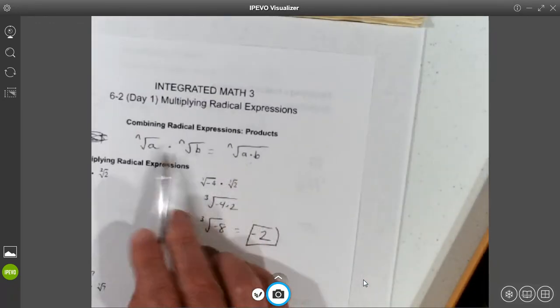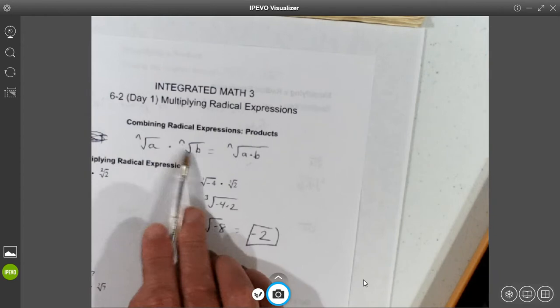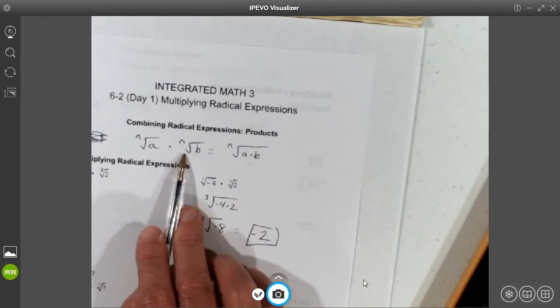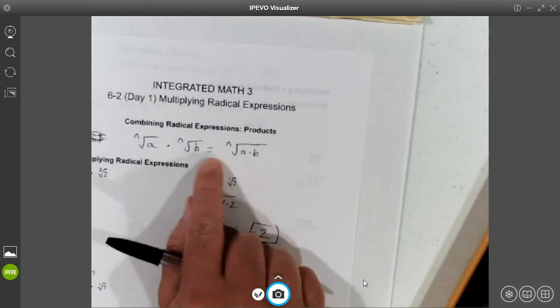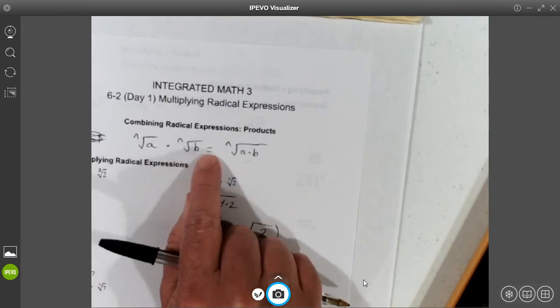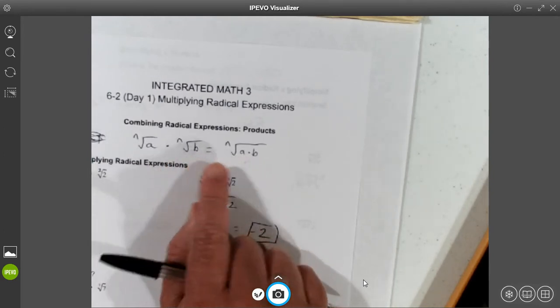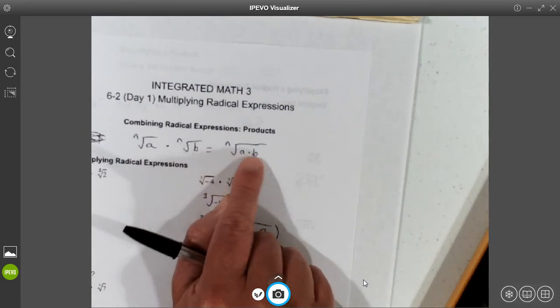All right, we did it this way, right? If I'm multiplying two different radical expressions, I can multiply the radicands. Well, now we're going to look at it going opposite. This equal sign is a two-way street. It goes either way. So now here, A is 4 and B is 6 in our example.